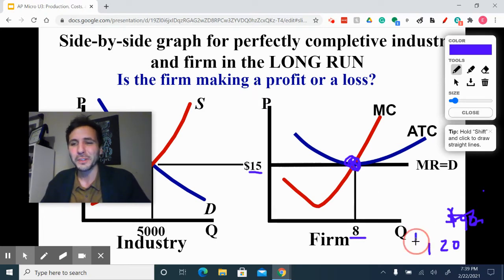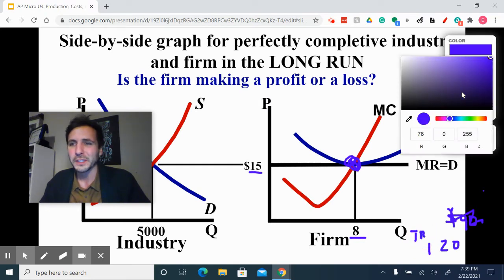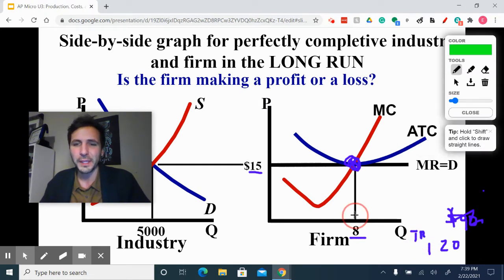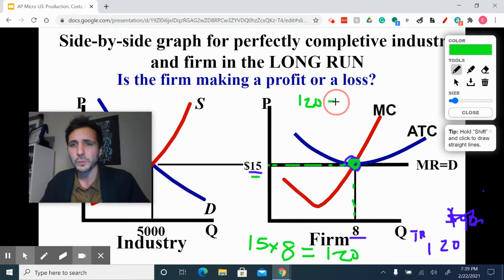Now that's my total revenue. How do I find my total cost? I dash up from 8, and let me change the color here so you can see. I dash up from 8 until I hit my average total cost curve. Oh, look, it's in the exact same spot. I dash over. My average total cost is also 15. So it's going to be 15 times 8, or 120. If my total revenue is 120 and my total cost is 120, then my profit is going to be 0.